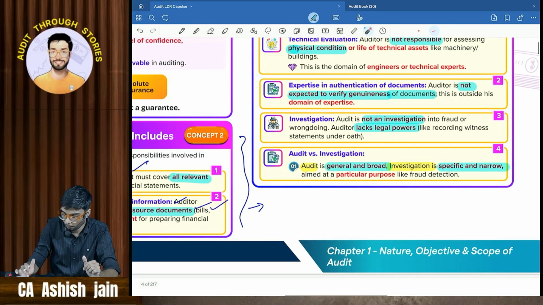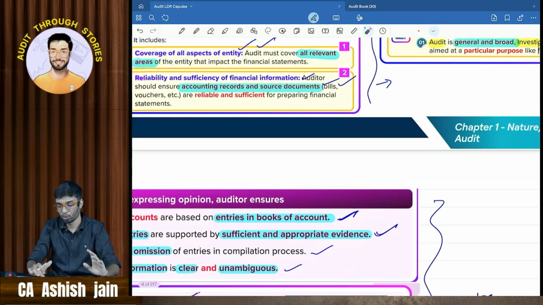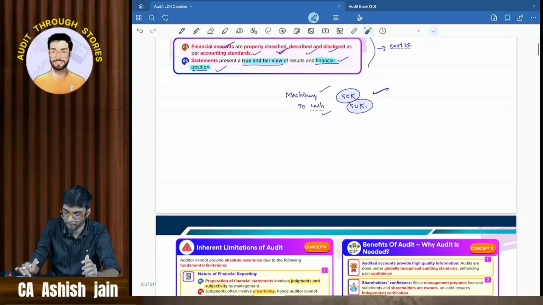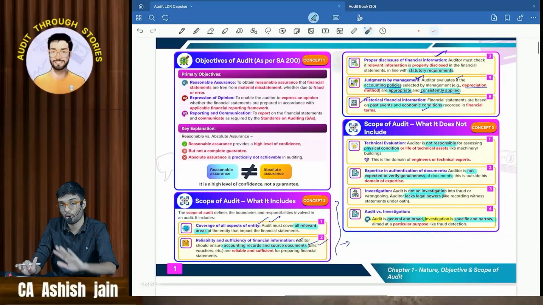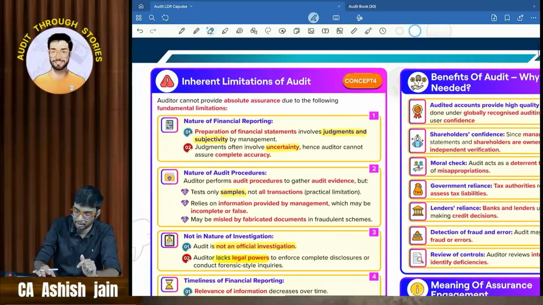So the auditor lacks legal power. So this is the investigation point. Then audit versus investigation: audit is general and broad, whereas investigation is specific and narrow. It has some particular purpose like fraud detection. So these are the 4 points you have to remember in scope, which are not included in audit. Very simple.